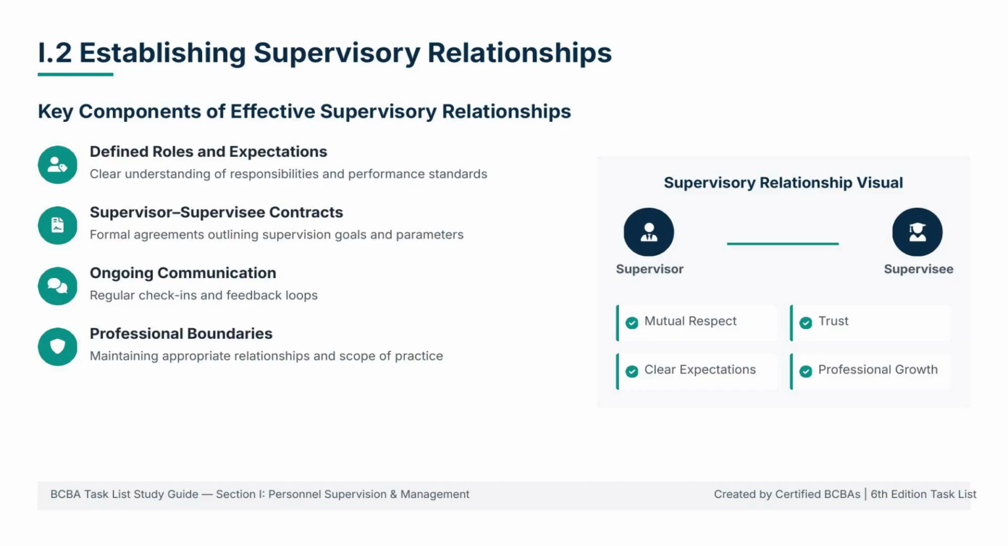Effective supervisory relationships start with clearly defined roles and expectations. Supervisor-supervisee contracts help establish goals, responsibilities, and boundaries. Ongoing communication and professional boundaries are essential for ethical and effective supervision. Strong supervisory relationships support trust, growth, and performance.